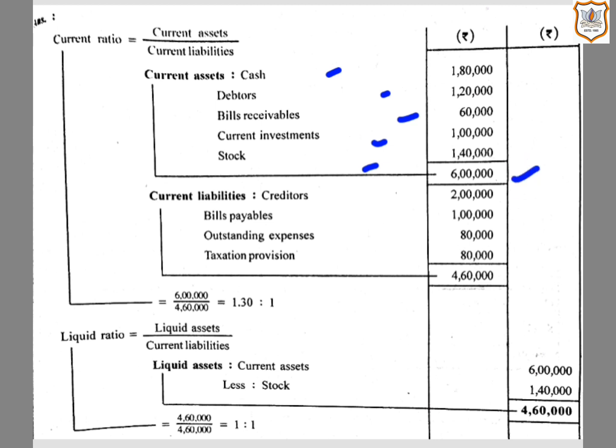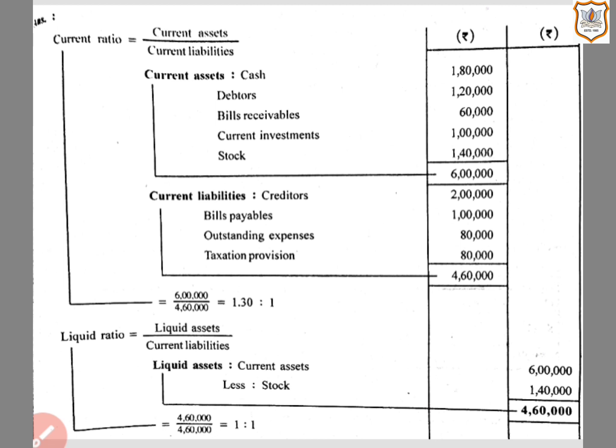Then we have current liabilities. Here we have creditors 2 lakh, bills payable 1 lakh, outstanding expenses 80,000, taxation provision 80,000. So total of current liability is 4,60,000. Now we will apply this in our formula, that is 6 lakh upon 4 lakh, which is equal to 1.30. So we can say that it is 1.30 is to 1.